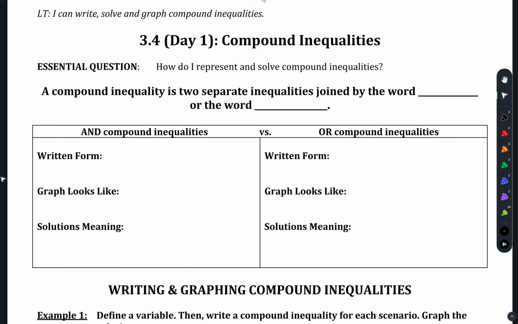Compound inequalities take two forms. They are literally just regular old inequalities, but we squish two of them together. We are going to join two different inequalities using either the word "and" or the word "or". So let's start by talking about "and" inequalities.